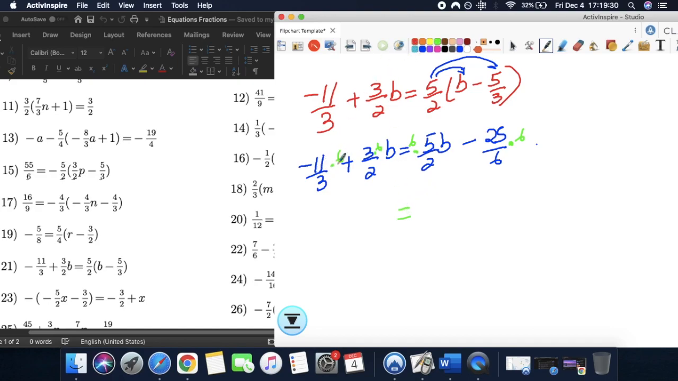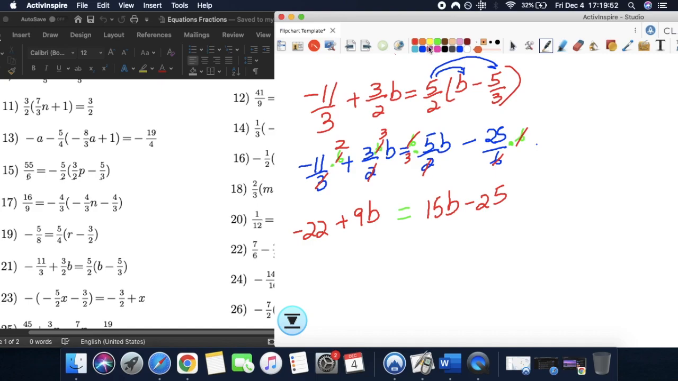So I can do 6 divided by 3 is 2 times negative 11 is negative 22. 6 divided by 2 again is 3, and 3 times 3 is 9, so we get 9b. 6 divided by 2 is 3, and 3 times 5 is 15b. Minus, and then 6 divided by 6 is 1, and 1 times 25 is 25.